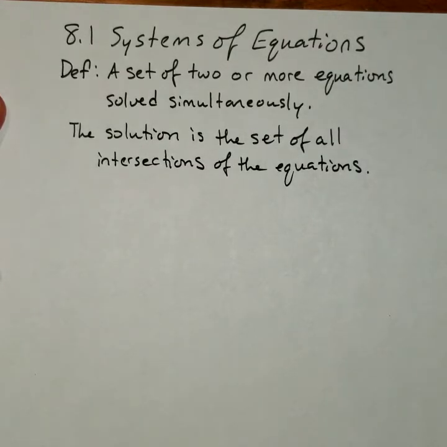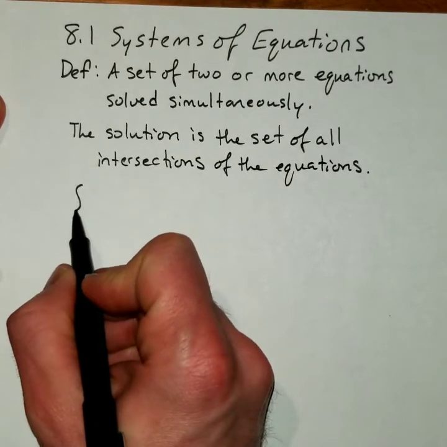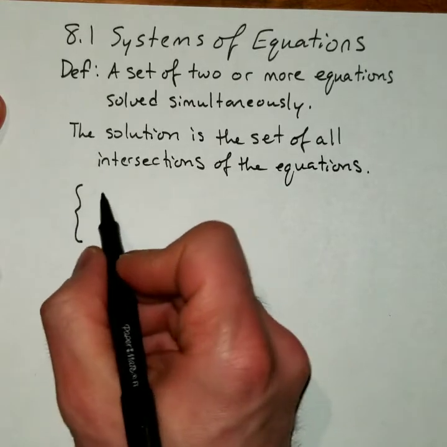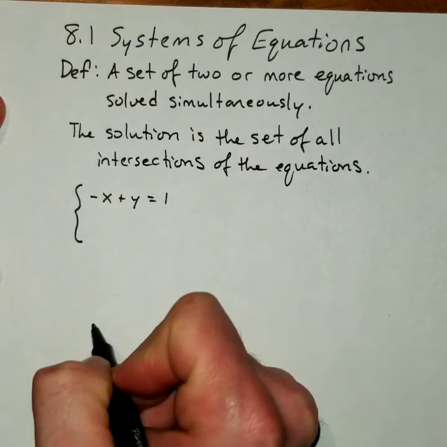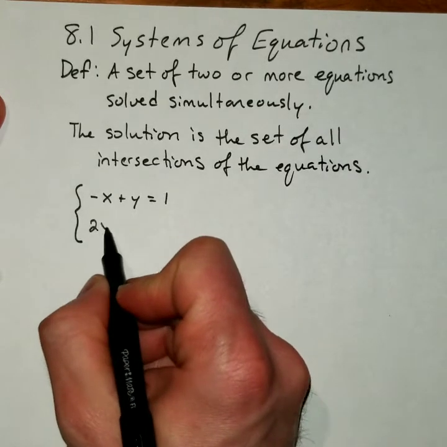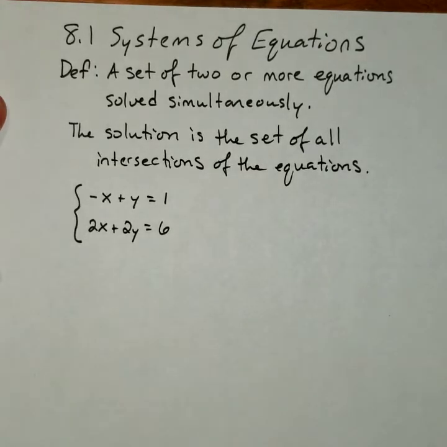Now let's just take an example. We'll start with those two definitions, kind of look at an example here. And so the example I'm going to choose is going to be negative x plus y is equal to 1, and 2x plus 2y is equal to 6. So here I have two equations. So now it becomes a system of equations. I've got two that I'm solving simultaneously.